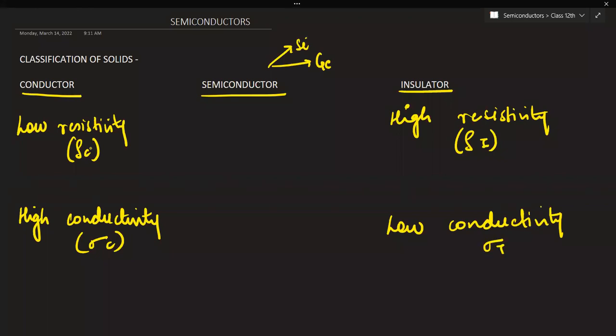That is sigma I, this is low. Now, what about semiconductors? They have everything intermediate in between of these. It means resistivity of this is low, conductor.